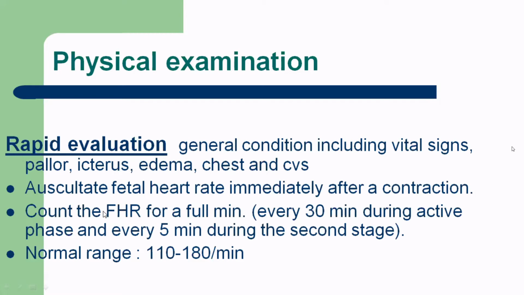And you have to auscultate the fetal heart rate for a full minute, every 30 minutes during the active phase and every 5 minutes during the second stage of labor. And the normal range of fetal heart rate is 110 to 180 beats per minute. If it is less than 110, it is fetal bradycardia, and if it is more than 180, it is fetal tachycardia. So irregularity of fetal heartbeat or decreased rate or increased rate, all are signs of fetal distress.